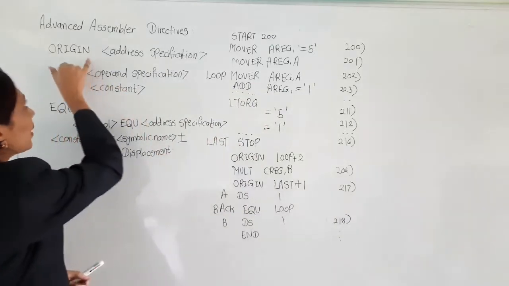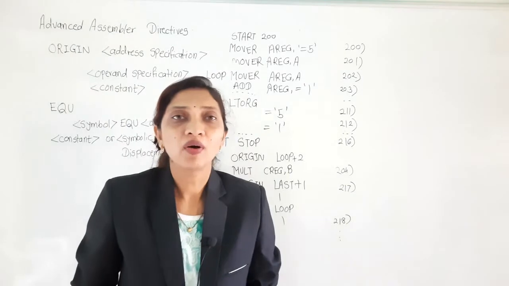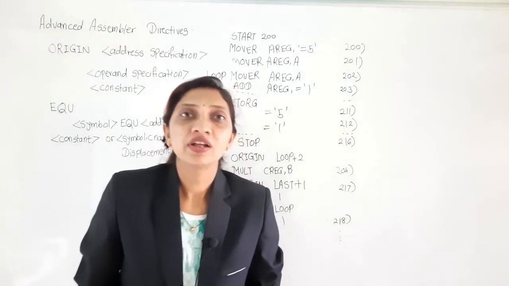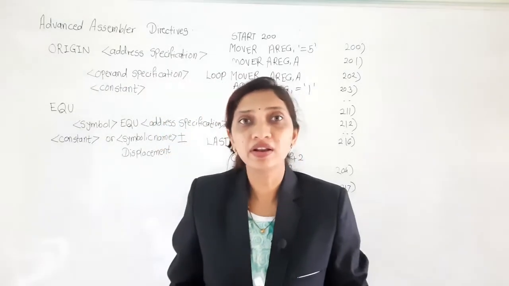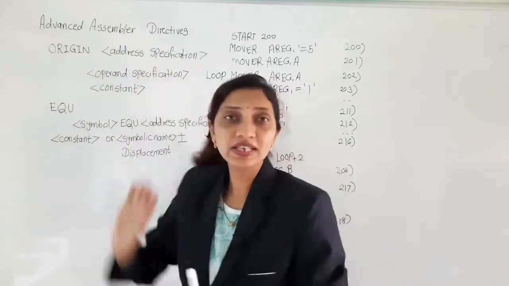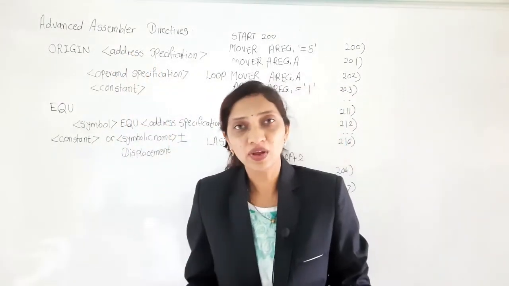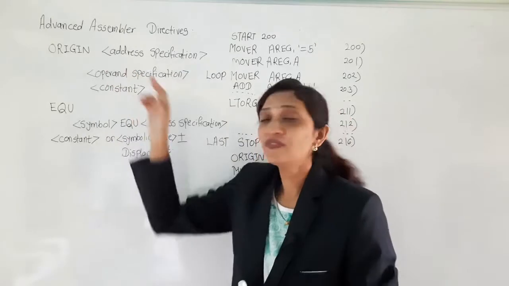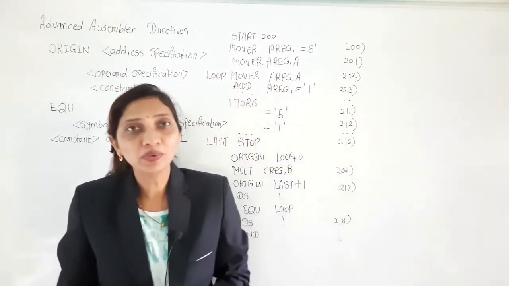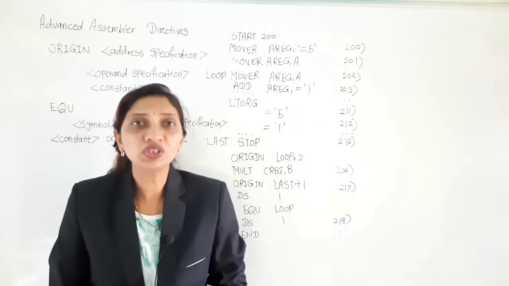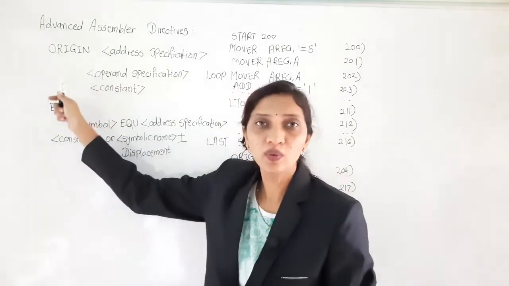Now we learn about ORIGIN. Why is ORIGIN used, or what is the job of this ORIGIN? The ORIGIN assembler directive instructs the assembler to store the address specified in the address specification in the location counter. It means that if we have to change the address in the location counter during the execution of the program, then we use the advanced assembler directive ORIGIN.